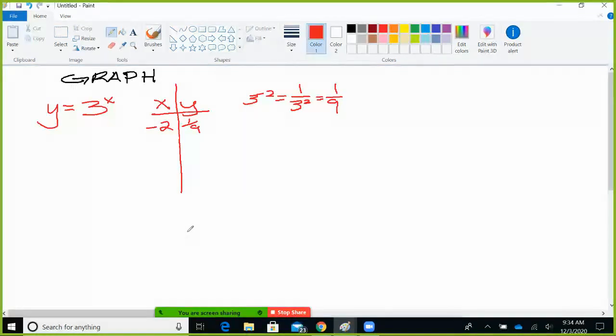Does that make sense how I got that? Same thing as the patterns we just did. If you have a negative exponent, it turns it into the denominator of a fraction. Okay. -1. 3 to the -1 equals 1/3. 0. What does 3 to the 0 power equal? Show me with your hands. What does 3 to the 0 equal? Nice. 3 to the 0 is 1.